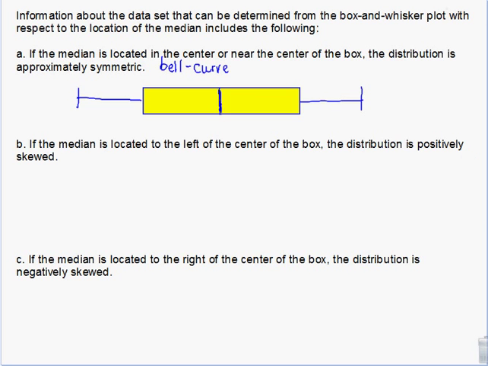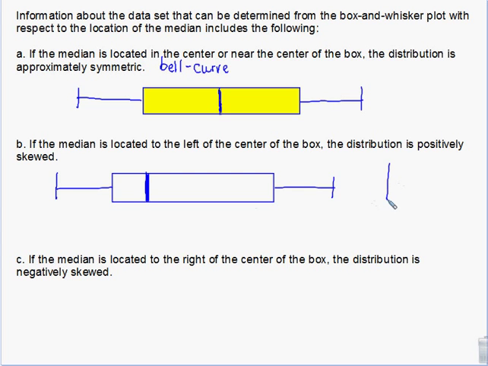If the median is located to the left of the center of the box, so here's our box, and our median is left of center, and we have our whiskers, then the distribution is positively skewed. Like a curve or a histogram, instead of being symmetrical, it would be like that. Let me make that actually like that. So we have positive outliers pulling our data over that way. It shouldn't go that far, but kind of an idea.